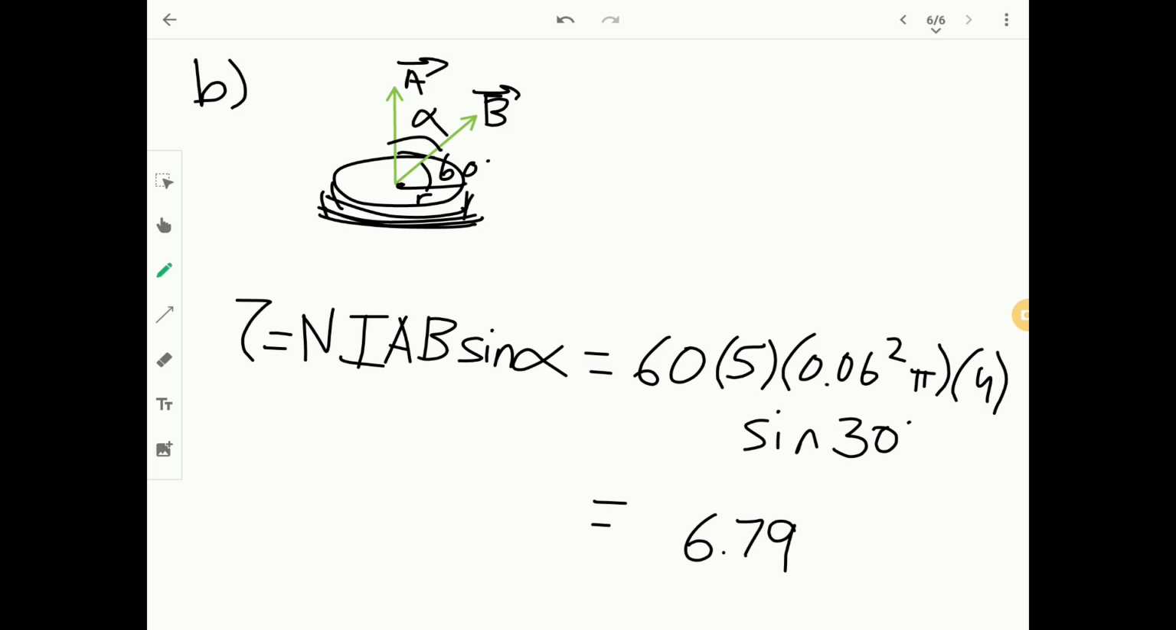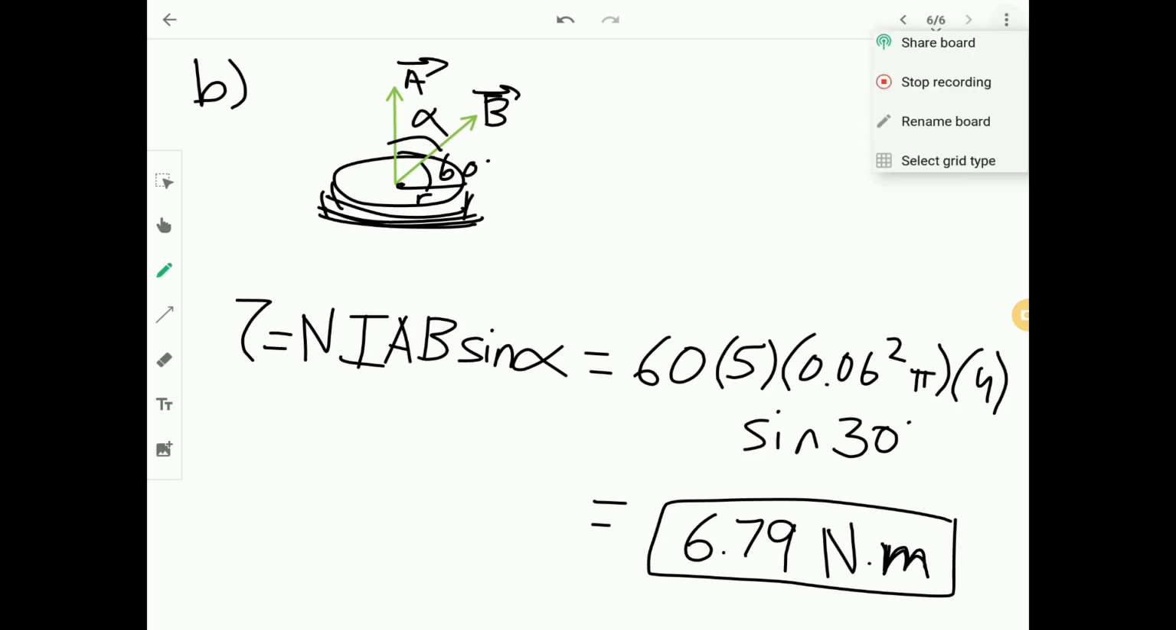But what is the unit of torque? Well, we should know that torque is in fact force times distance, right? It's the work. And force times distance is Newton times meter. So this is our unit, 6.79 Newton meter. Let's check and then we move on to the next question.